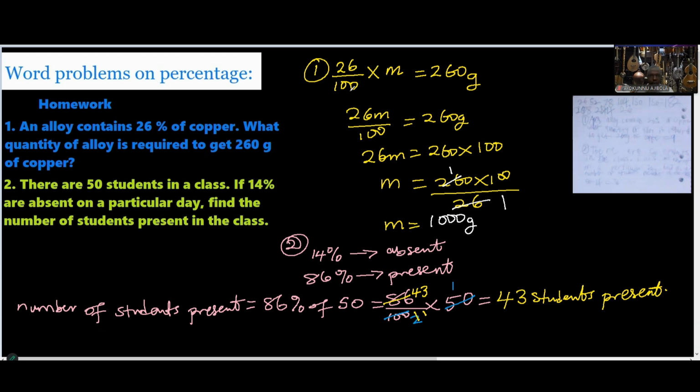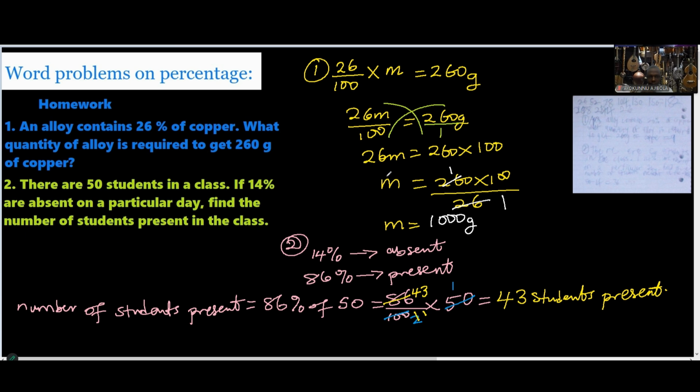Now that means 26% of something gives me 260. So I represent the something with m. Here 26 times m gives me 26m, and that's over 100 equals 260 grams. Then I can cross multiply. So 1 times 26m is 26m, and 100 times 260 is 260 times 100.